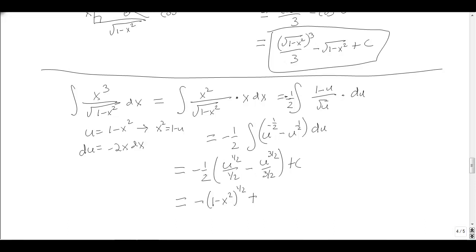The 2 and the 2 will cancel. So you get a 1/3, and then you get 1 minus x squared to the 3/2 over 3. But that's the same thing as the square root of 1 minus x squared, cubed. So the square root is a 1/2, 1/2 times 3 is the 3/2. So there's a different way to do this. Very different feeling, but they both work. So it's nice to have an idea of both of these.